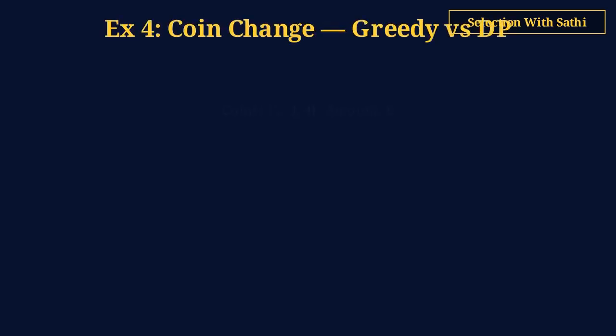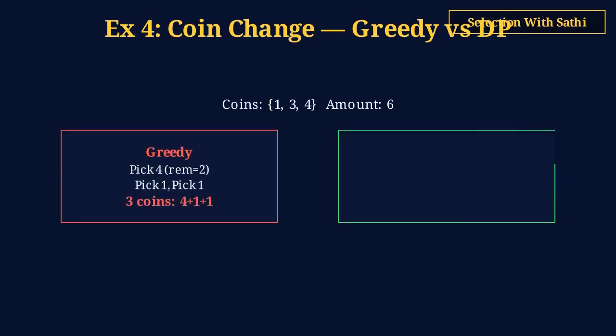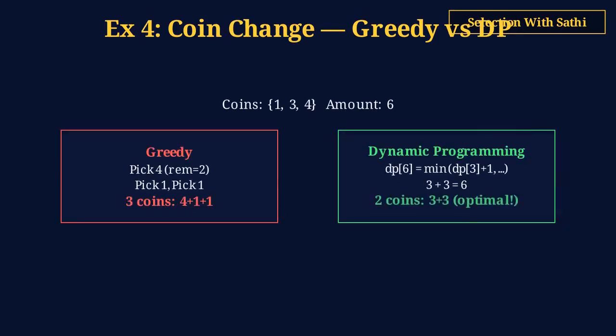Coin change with coins 1, 3, and 4 for amount 6. Greedy approach: pick the largest coin first. Pick 4, remaining 2. Pick 1, remaining 1. Pick 1. Total 3 coins.